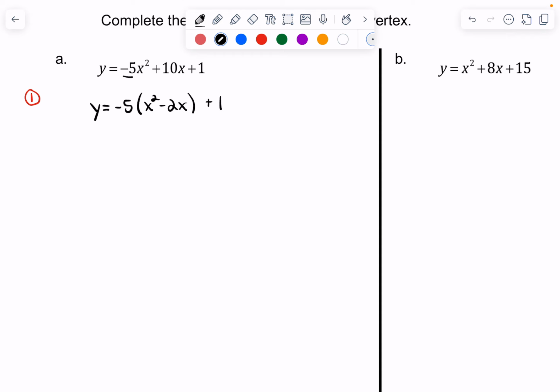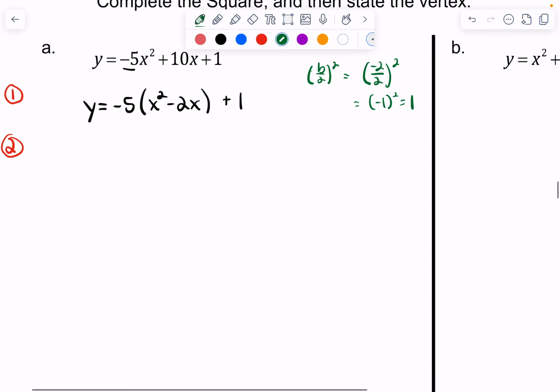Now step 2, all right, so before we do step 2, let's do our math off to the side. So we need to find what b over 2 squared is. In this case, it's negative 2 over 2 squared. That's minus 1 squared, or 1. So you add and subtract to x squared minus 2x. You add first, so our value here was 1. So add 1, take away 1, because then you're not actually changing anything, plus 1.